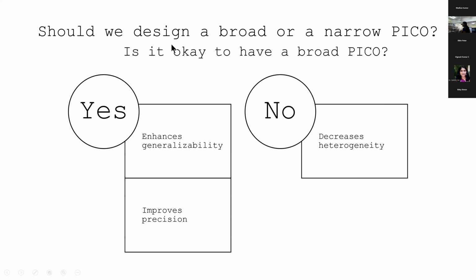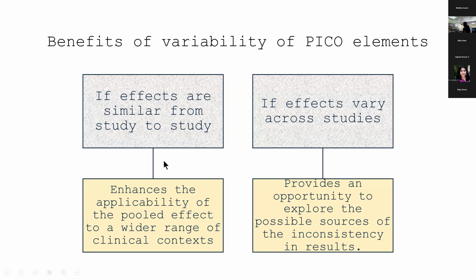Okay, so the merits I'll tell you. If you have a very narrow PICO, you actually decrease the heterogeneity among the different studies. But if you have a broad PICO, you actually enhance the generalizability and will improve your precision because you have a bigger sample size. And if you have taken a broad PICO and all the effects of all your studies are similar, that means you can apply that result confidently to a variety of populations and a large clinical context. But on the other hand, if your effects are varying across the different studies in your broad PICO, it actually gives you an opportunity to see why there is a difference among the various studies. It allows you to explore the inconsistency source.